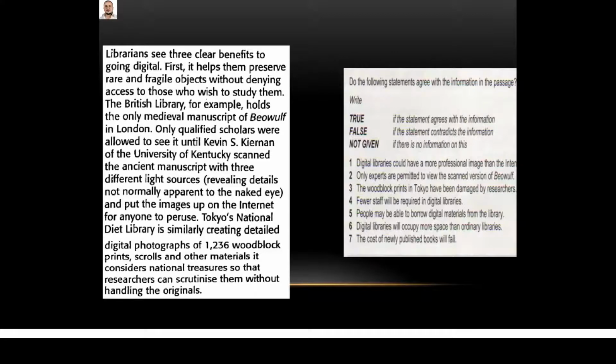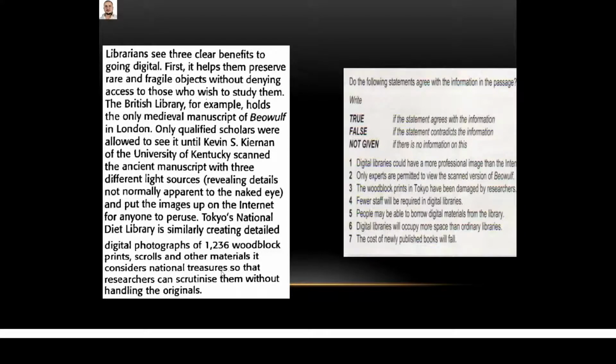Let's reread it. Tokyo's National Diet Library is similarly creating detailed digital photographs of 1236 woodblock prints, scrolls, and other materials it considers national treasures so that researchers can scrutinize them without handling the originals. Number 3 said the woodblock prints in Tokyo have been damaged by researchers. Honestly, we cannot decide here if they were scrutinized, damaged, or not. It's not clear. It doesn't say a clear answer here. So in this case, it will be not given.